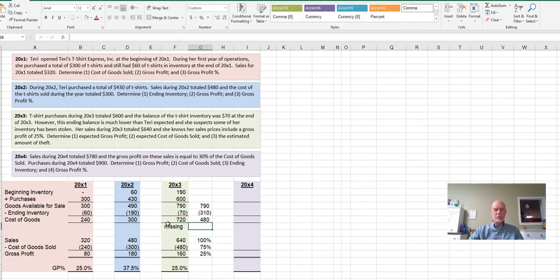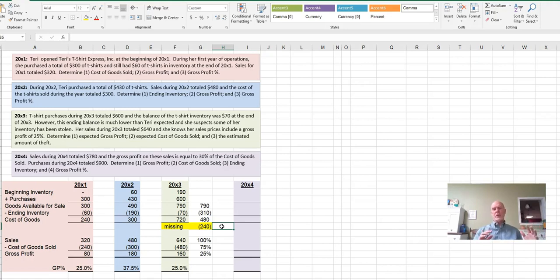The missing inventory is the difference between the 310 and the 70, which would be 240. So that's how much inventory we are missing. So that's inventory that didn't walk out with a paying customer, it just walked out, or it's lost or something.